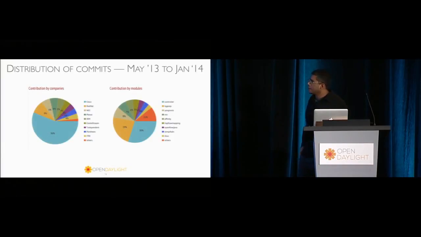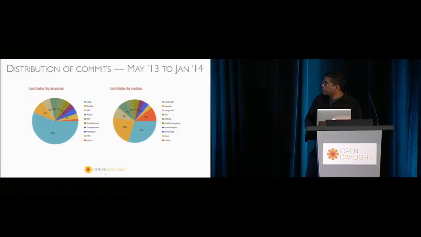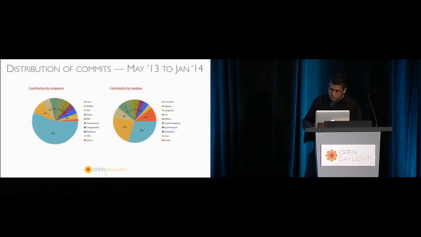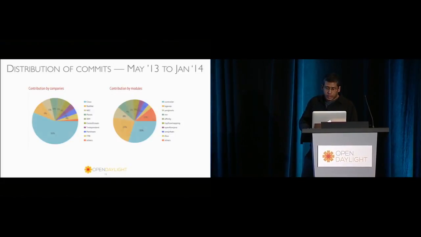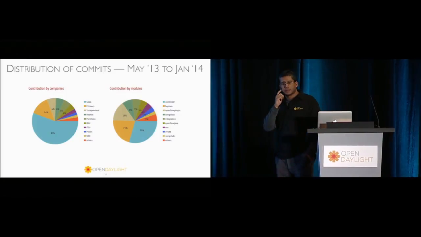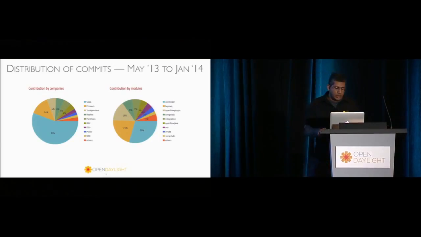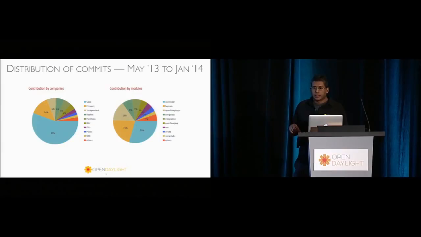The controller being the biggest and arguably the most complex project, I think it's not unreasonable to expect that Cisco, as the originator of that project, would be very active in commits. But you can see contribution by modules in terms of code changed quite a bit over the course of the year. And so where we ended up, yeah, go ahead, June. What's the distribution of the companies within the controller? So I will show you that, yeah.